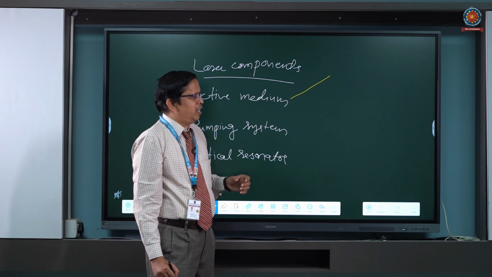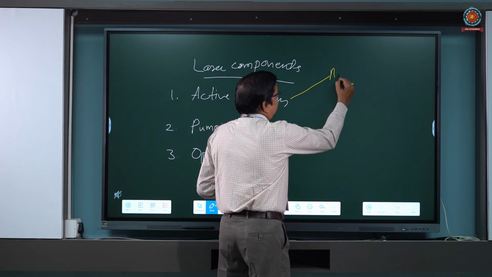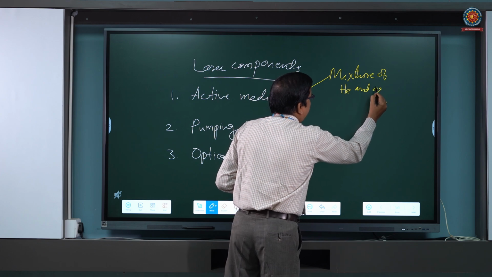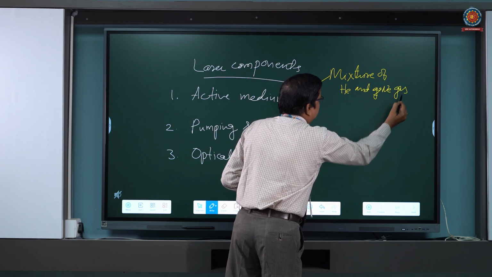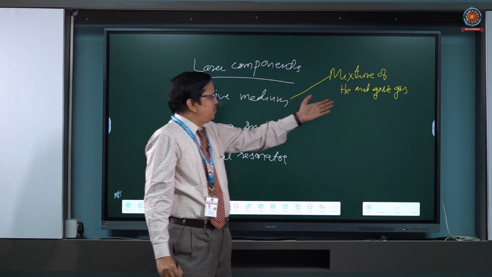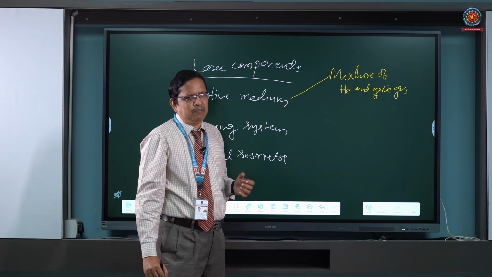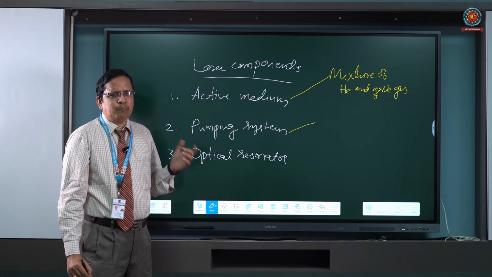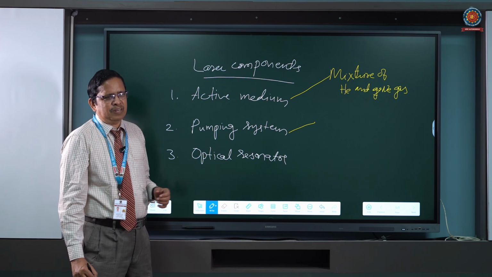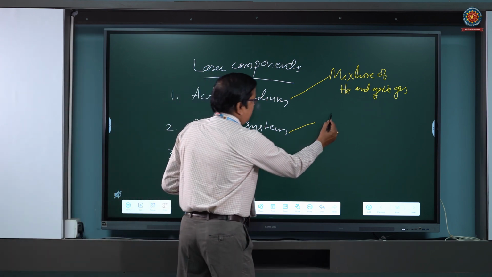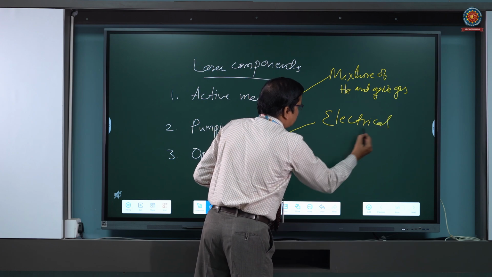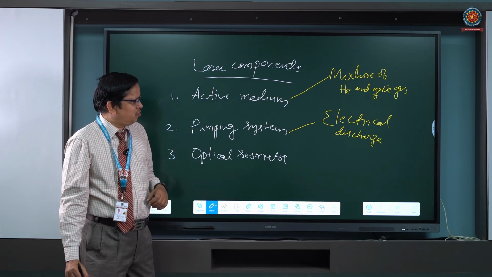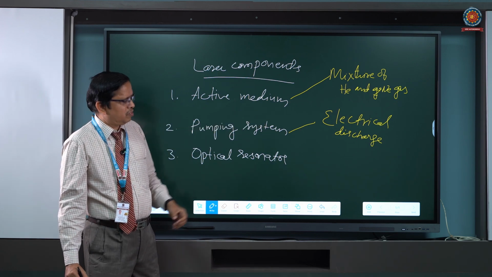In this particular laser, the helium neon laser, the active medium is nothing but the mixture of helium and neon gas. Actually, we can say that neon atoms are the active centers because they are giving the laser beam. Then the pumping system. The pumping system is the method to get population inversion in the medium. In this laser, we are getting population inversion because of the electrical discharge between electrodes. So the pumping system is nothing but electrical discharge in this helium neon laser.